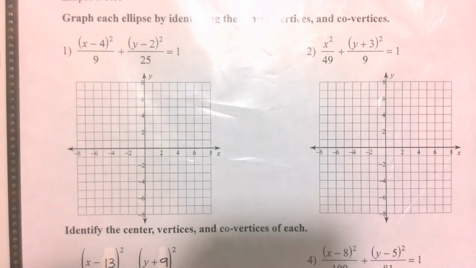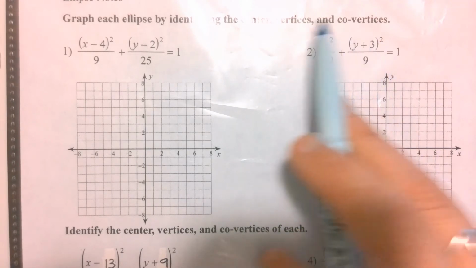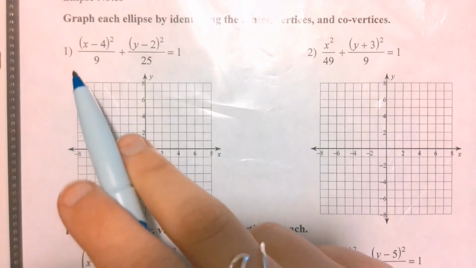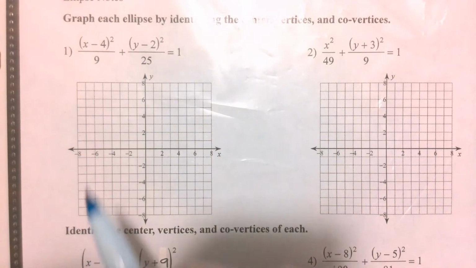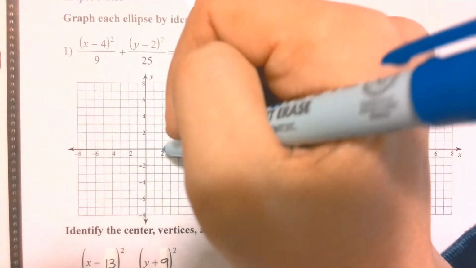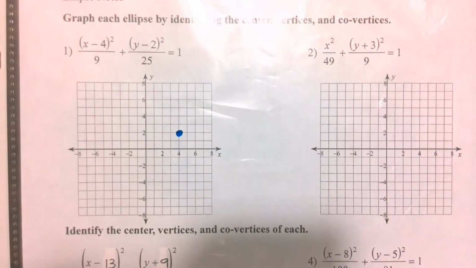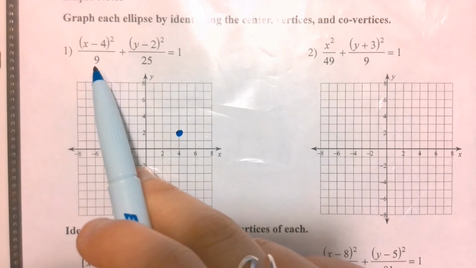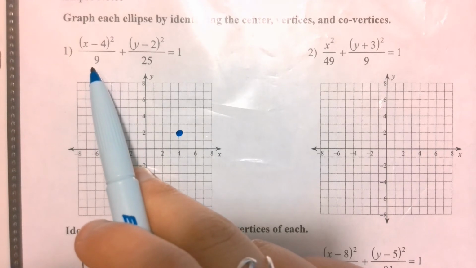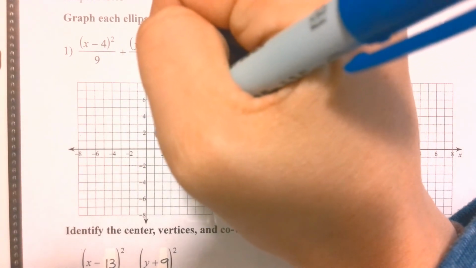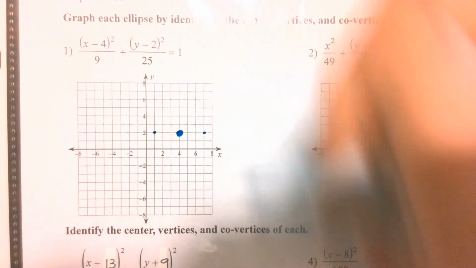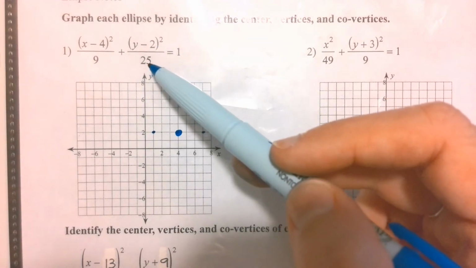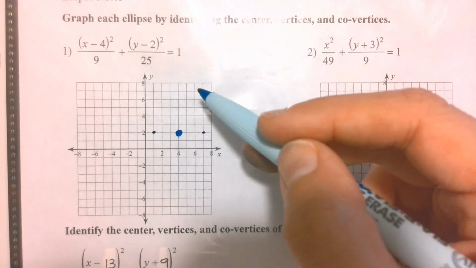So let's look at graphing number 1, and then we'll talk about what it means by vertices and co-vertices. Really pretty simple once we've graphed it. So with number 1, I'm identifying that center just like in the circle. So I've got a positive 4, positive 2. So my center is at 4, 2. And then remember, whatever is underneath the x value, that's controlling my left and my right. I do have to take the square root, so that means that I'm heading left 3 and right 3. So there's my horizontal distance. Same thing for what's underneath the y value, taking the square root. I'm going to be going up 5 and down 5.